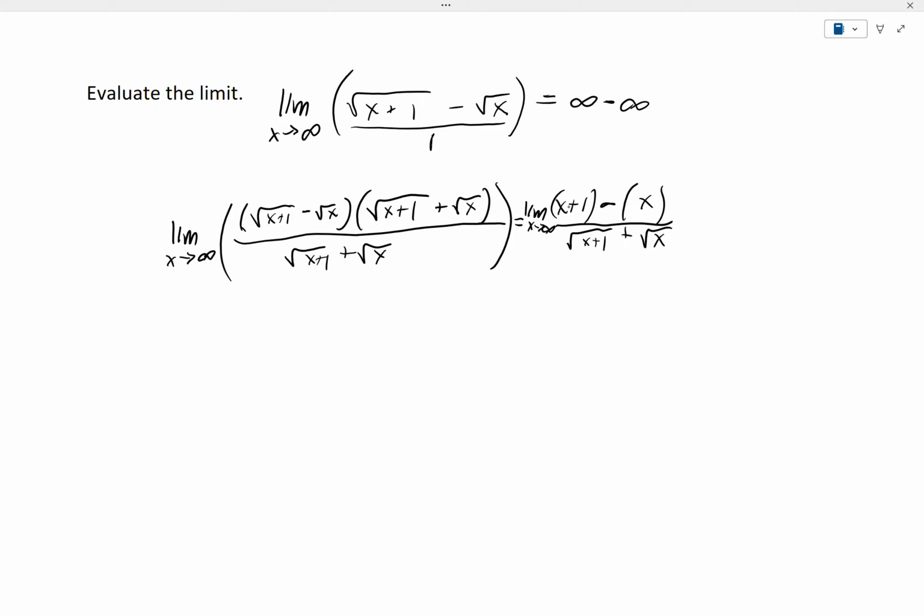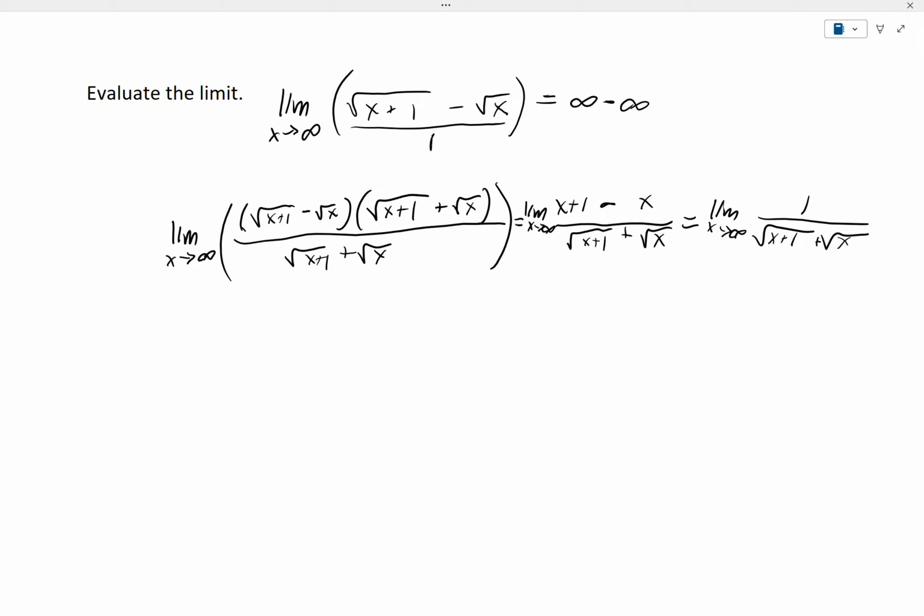Well, the numerator does simplify a little more. We're taking x plus 1. These parentheses don't need to be in here. X plus 1 minus x. Well, that's just going to be 1 over this mess with the roots.